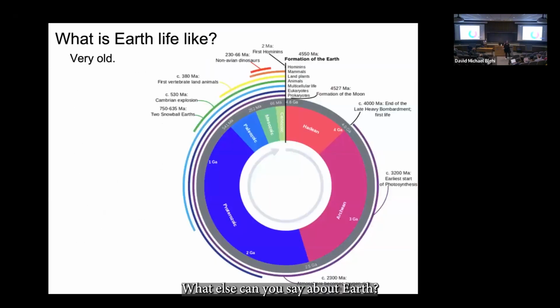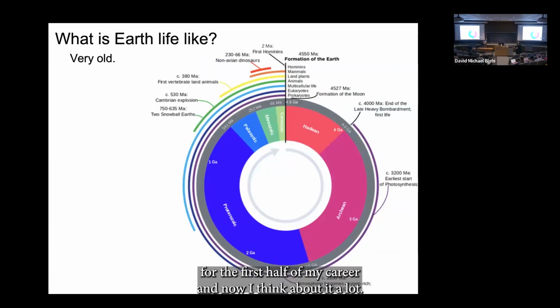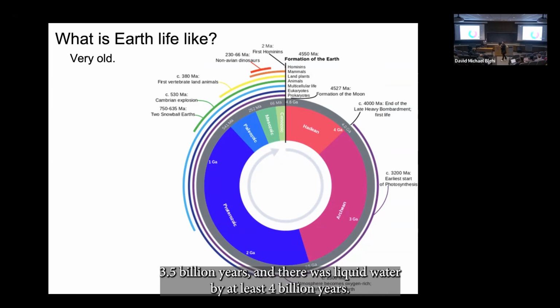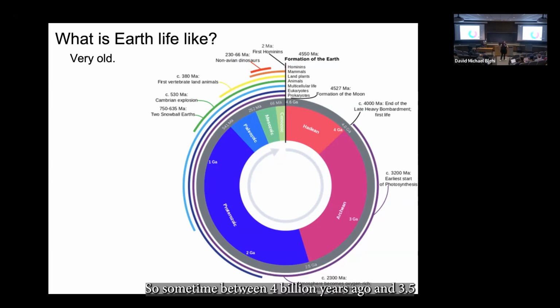Okay, what else can you say about Earth? One of the things that I had not thought about for the first half of my career, and now I think about a lot: life is very old in relation to the age of the universe. We've been slowly pushing back the date for the best evidence for the first life. We're now very confident that there was life around 3.5 billion years ago, and there was liquid water by at least 4 billion years ago. So sometime between 4 billion and 3.5 billion years ago, life started up.